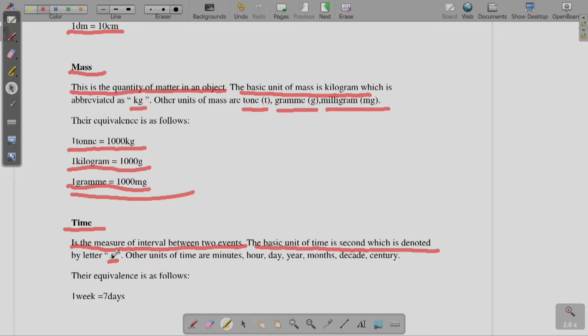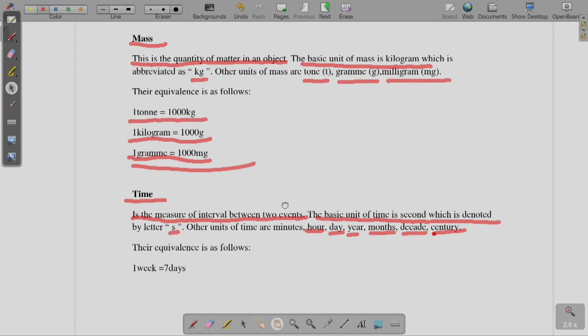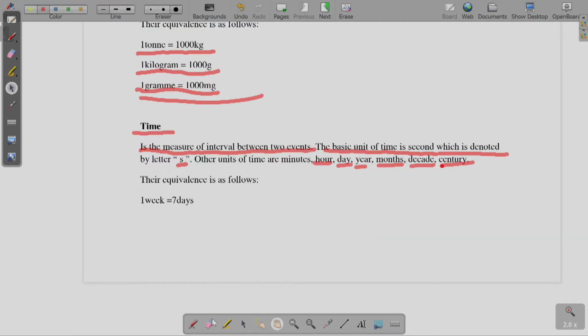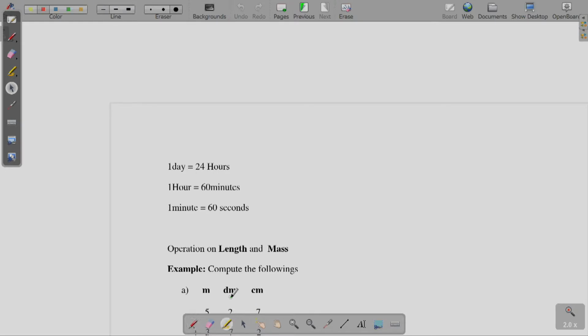Other units of time are hour, day, year, months, decade, century, and others. And these units are related as follows. For example, 1 week always equals 7 days. Also, one day equals 24 hours. Also, 1 hour equals 60 minutes. And also, 1 minute equals 60 seconds.